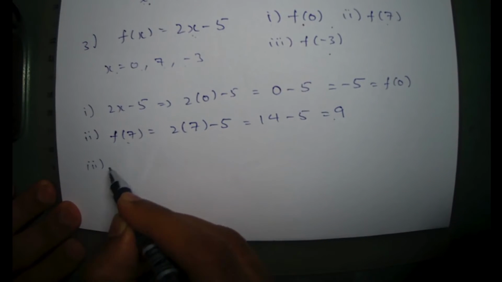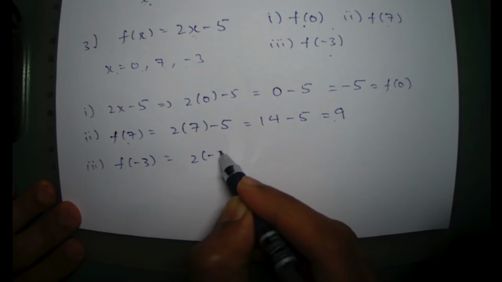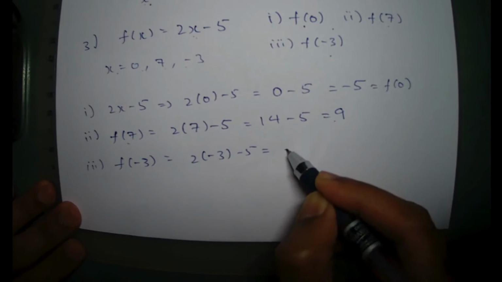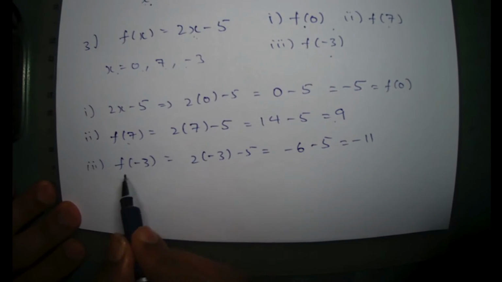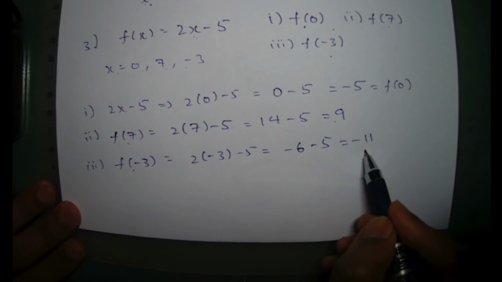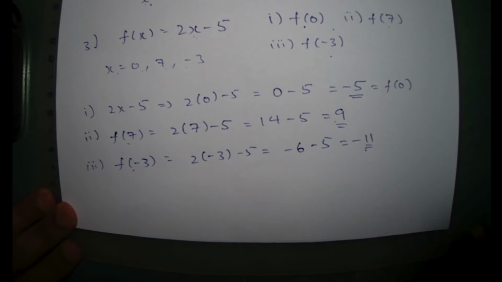The third one is f of minus 3. So we have 2 into minus 3 minus 5. So we'll get minus 6 minus 5, which is equal to minus 11. So f of minus 3 will give minus 11. So these are the three values for this question.